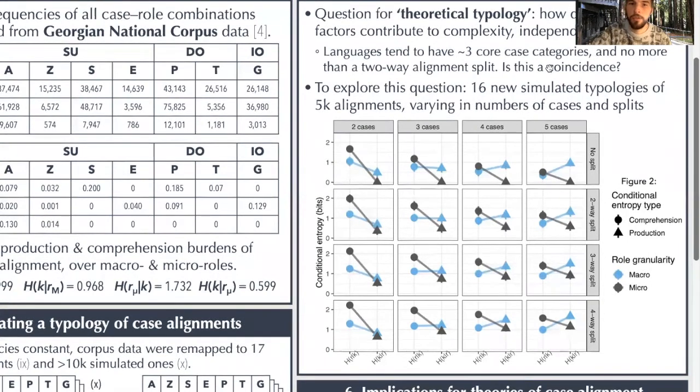The results for the conditional entropy values are here in figure 2. One thing that really jumps out right away are all these crossing bars here. And I think it's pretty intuitive why this is the case. So, we look at all the circles correspond to the comprehension burden measures.